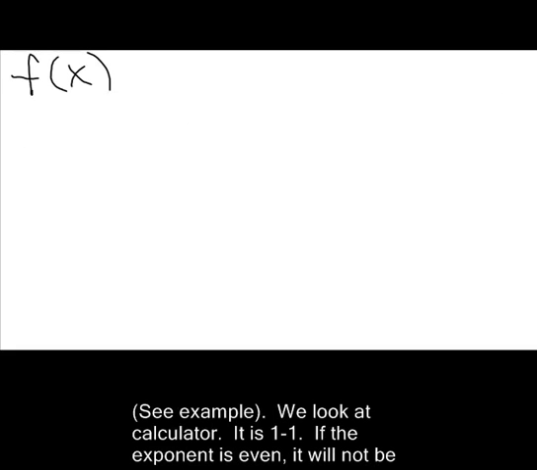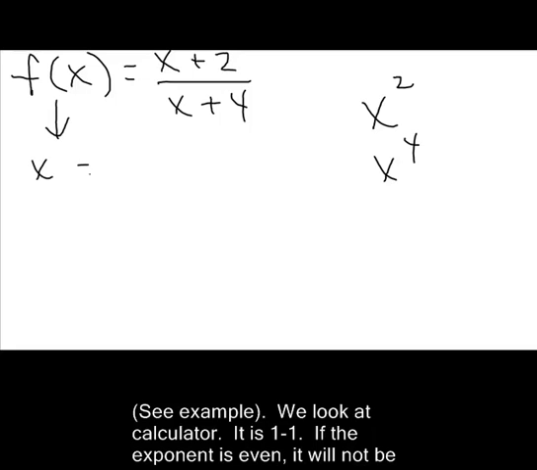Let's look at another example. Let's suppose you had f of x equals x plus 2 over x plus 4. I've looked in my calculator. I know they're one-to-one. Remember that pretty much all you have to worry about is if any of the exponents are even, it's not going to be one-to-one. These exponents are not even, so chances are really good that it's going to be one-to-one. I'm going to switch my x and my y's.